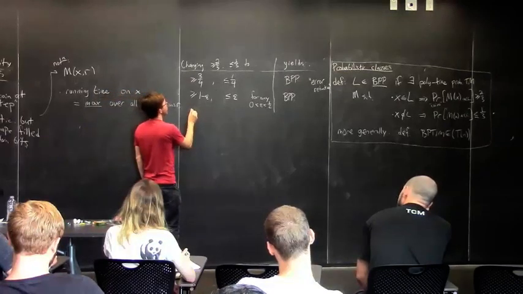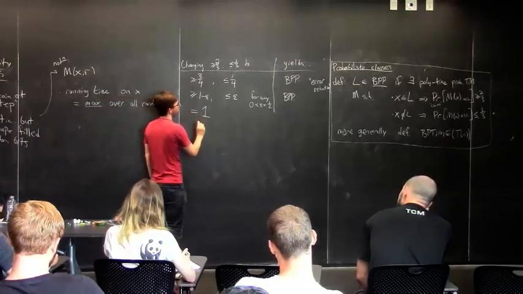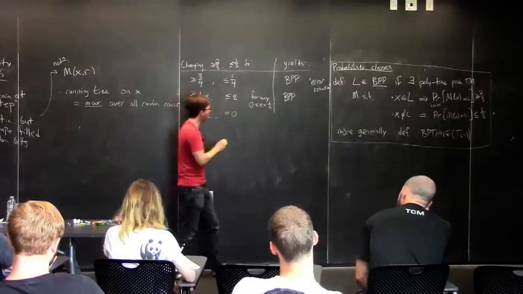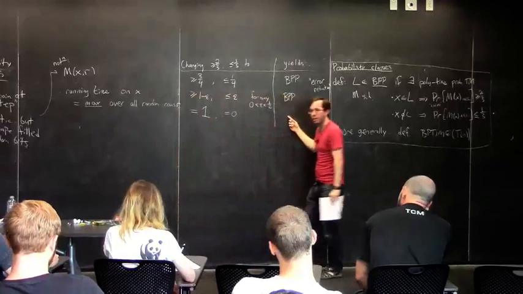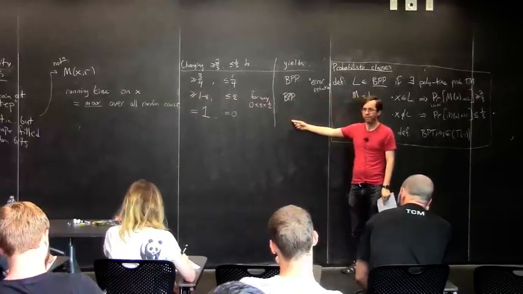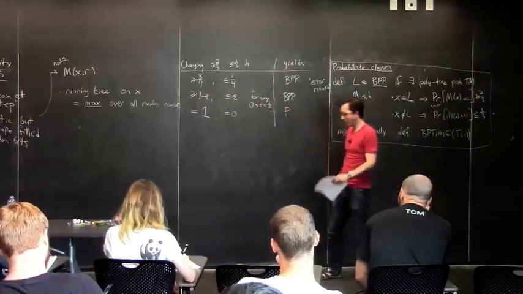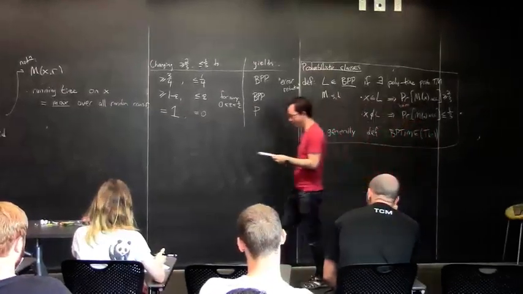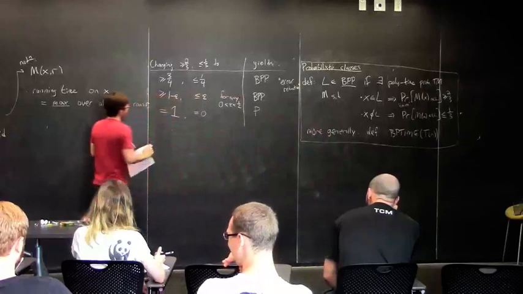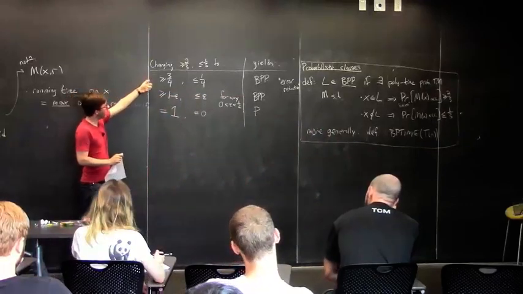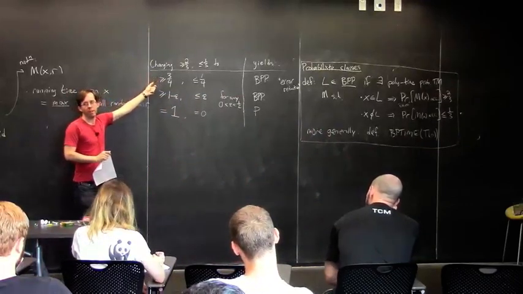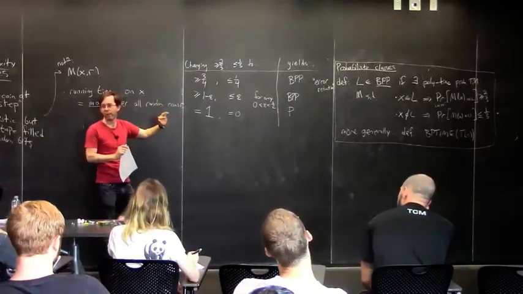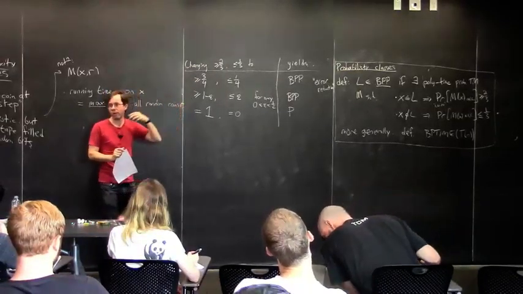So you change this to, if it's in the language, you should accept with probability 1. And if it's not in the language, you should accept with probability 0. Which complexity class does this give? P, right. So you can think of P as a weird probabilistic complexity class. Algorithms of this type are said to have two-sided error because both when x is in the language and when x is not in the language, they might give you the wrong answer.